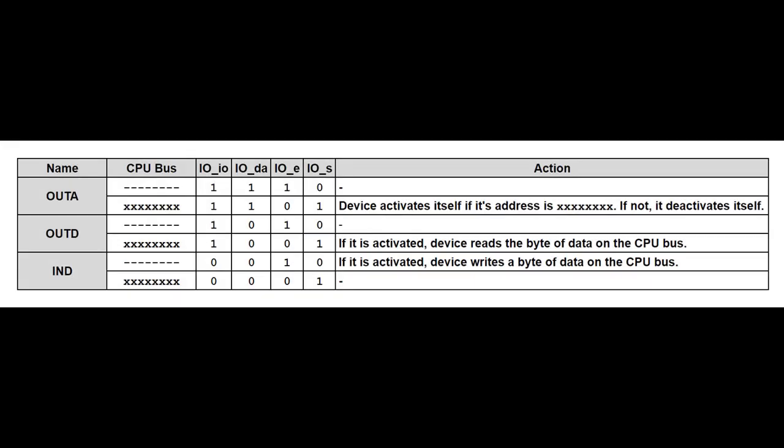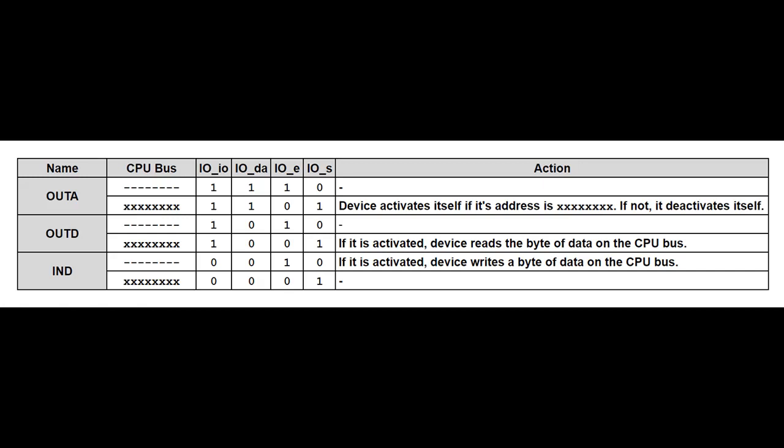Now imagine a random I/O device that is just sitting there listening to what's happening on the I/O bus. There are only 3 cases when it is expected to actually do something. If the CPU is processing an OUT-A instruction, and the I/O set signal is on, the device wakes up and reads the byte of data that's on the CPU bus. If the byte of data corresponds to its own I/O address, it activates itself. If not, it deactivates itself.